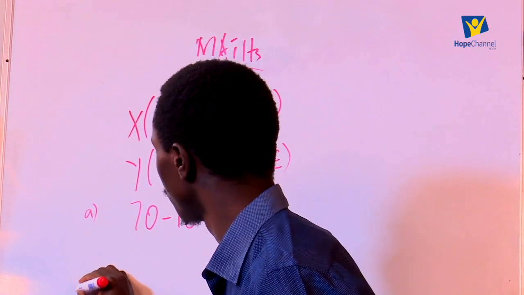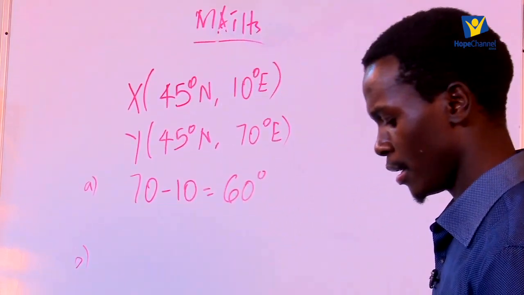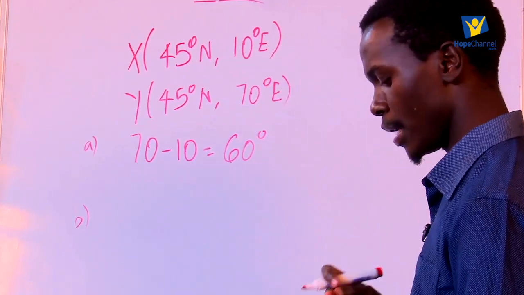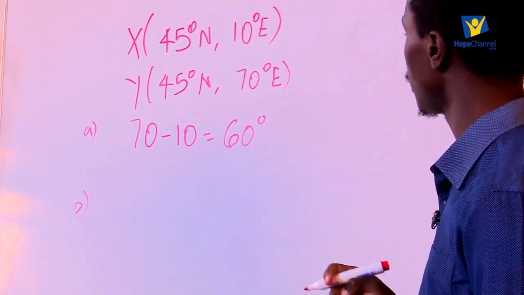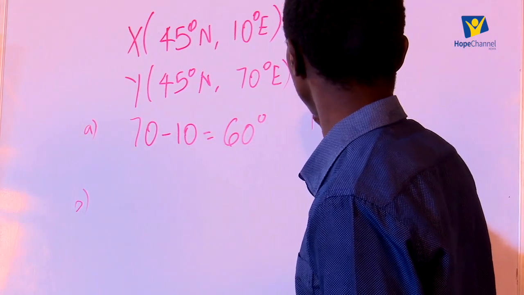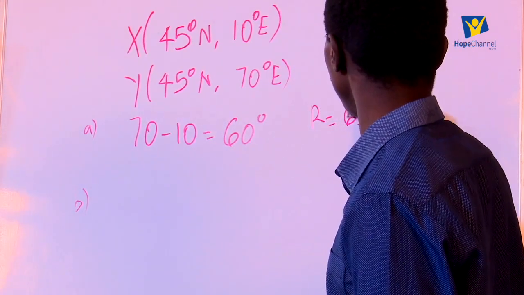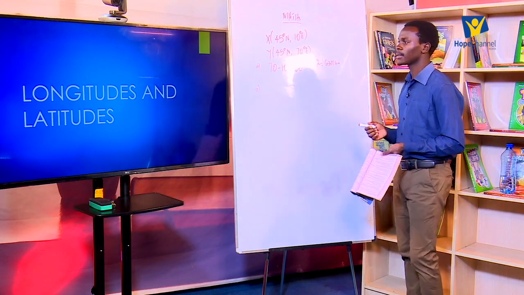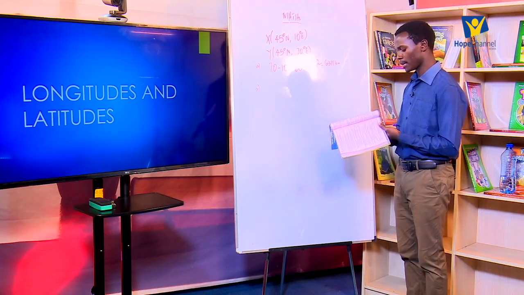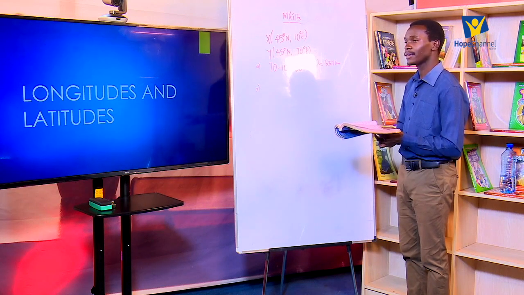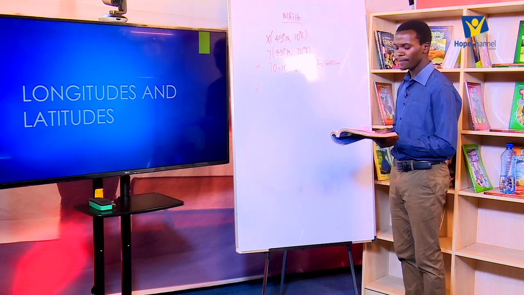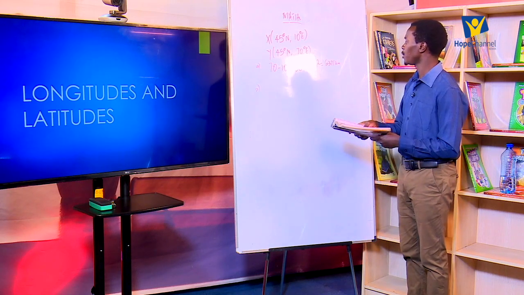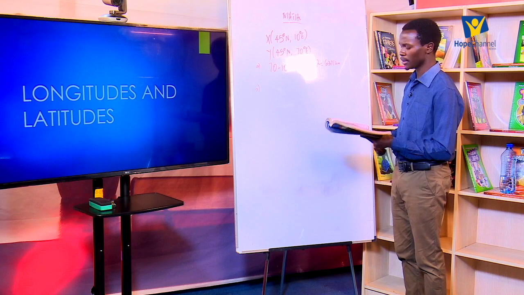Then part B is saying that you calculate the distance between the two towns in kilometers. Take the radius as 6371 kilometers. This is what I was saying the other time, that the radius can be given as 6370 or 6371. If it is not indicated, use the 6371.